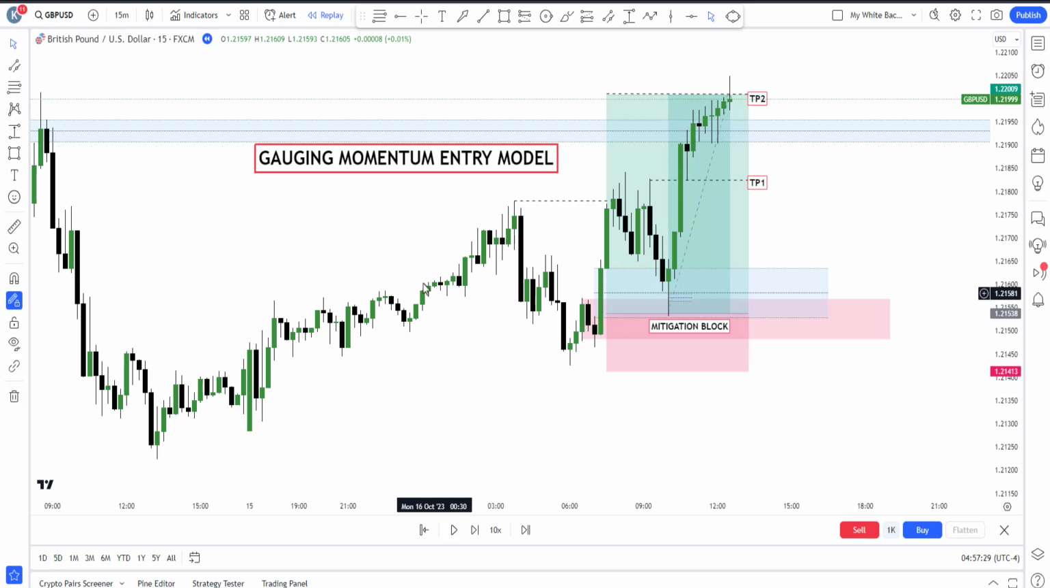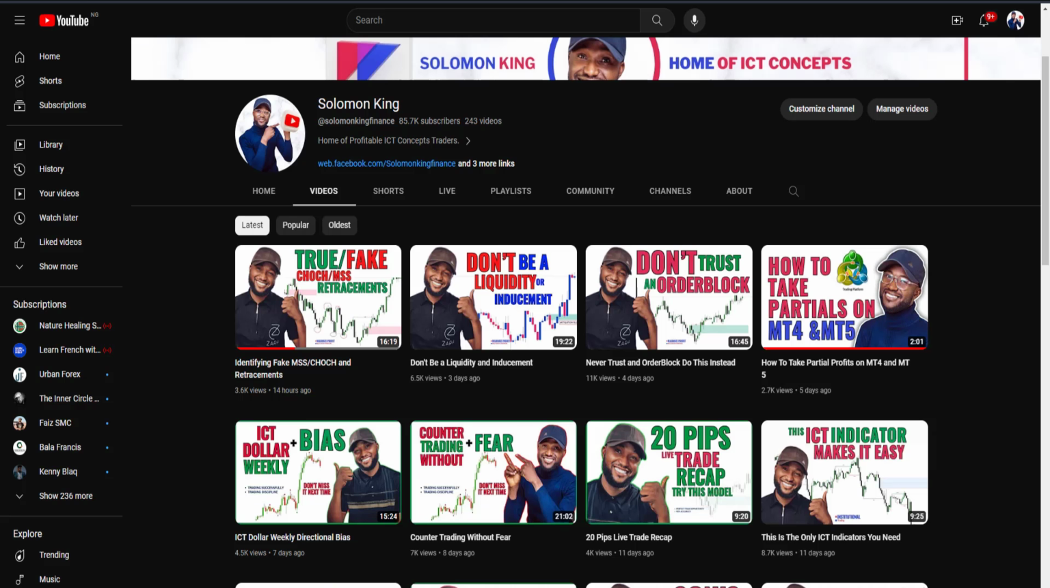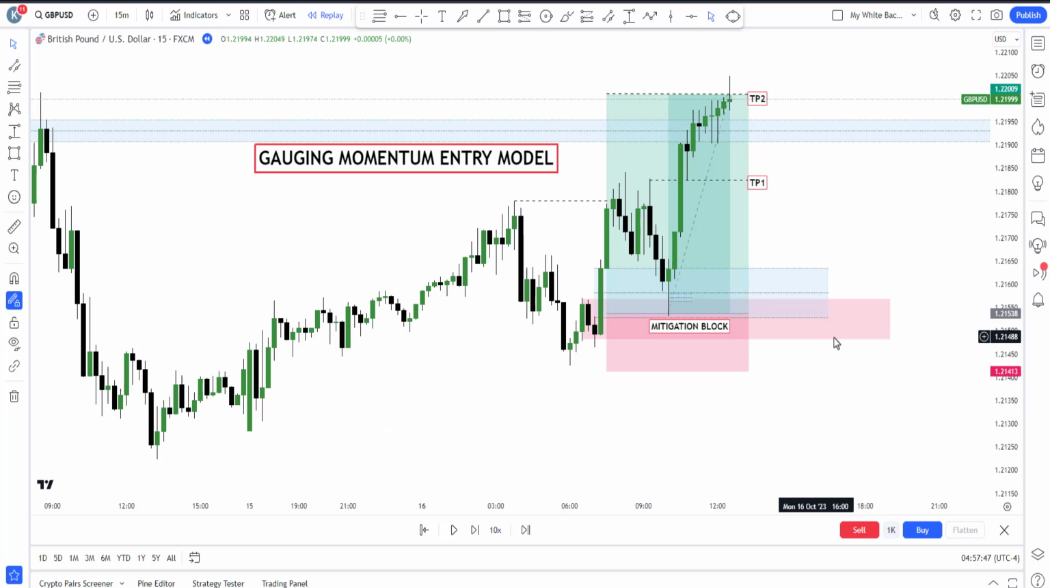So I basically use this entry model called gauging momentum. I shared this video I think 2 or 3 days ago, very explicitly. I explain it in detail in that particular video. This is the video where I said never trust an order block, do this instead. Watch that video if you want to get more on that.